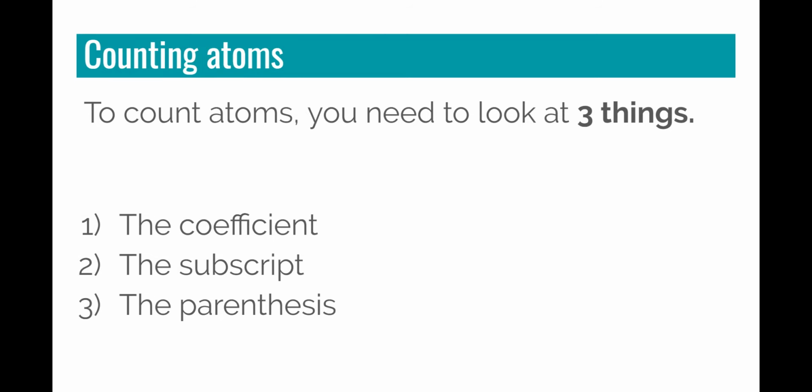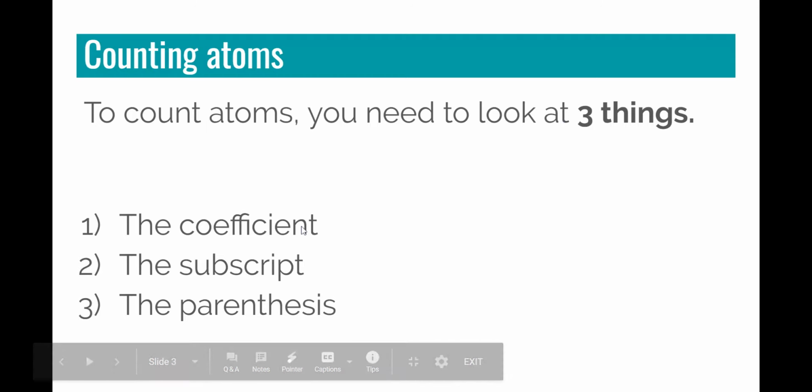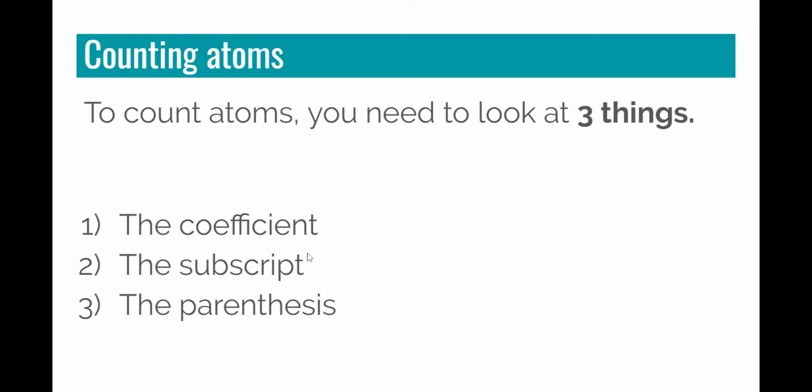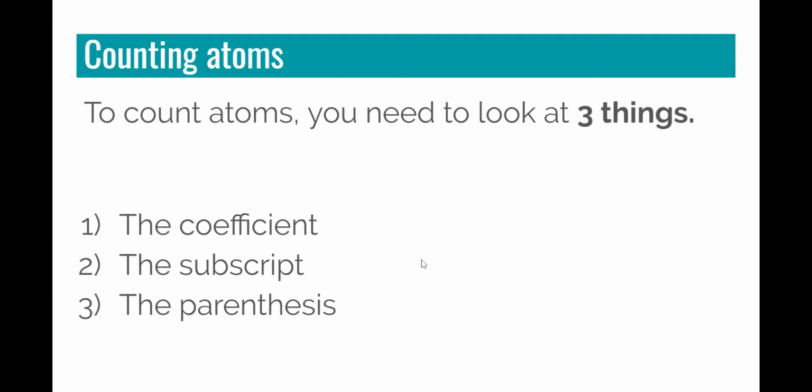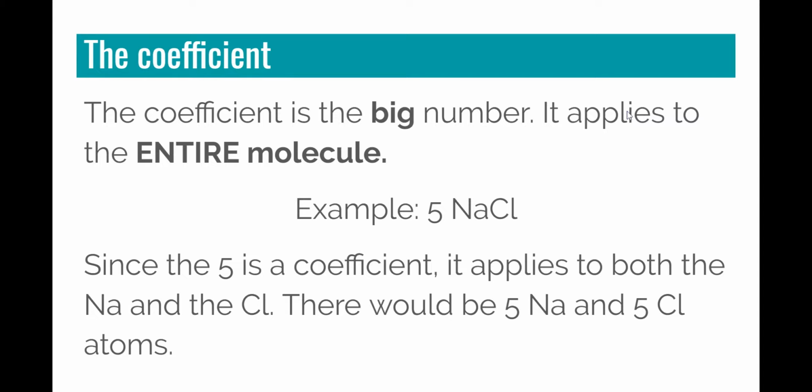So, to count how many atoms of each type are in a certain molecule, you're going to need to look at three things. Those three things are called the coefficient, the subscript, and the parentheses. We'll go through each of these one by one and talk about how they affect how many atoms are in a molecule. Let's start with the coefficient.